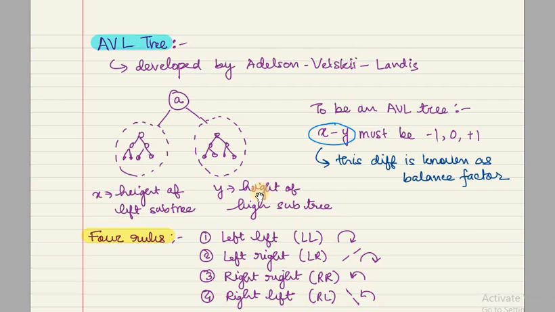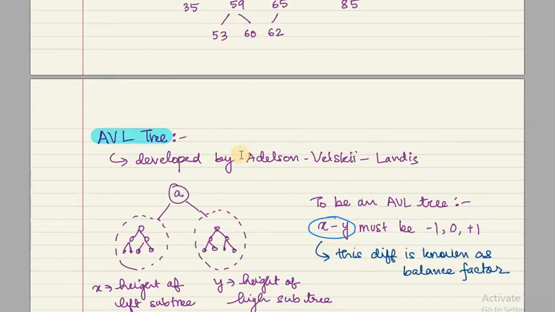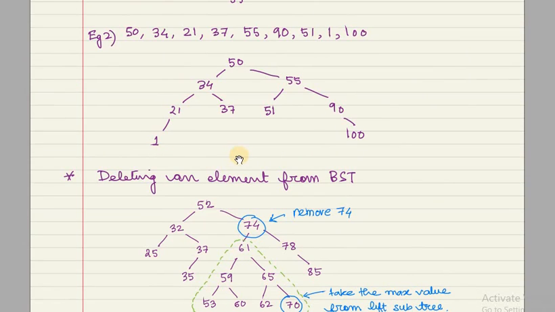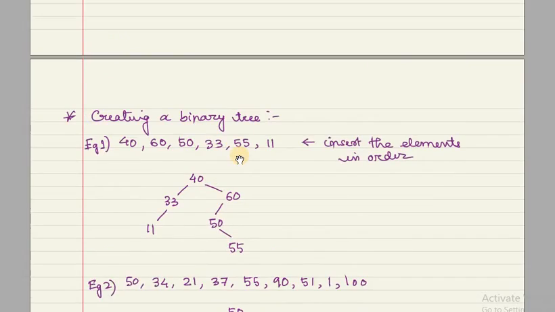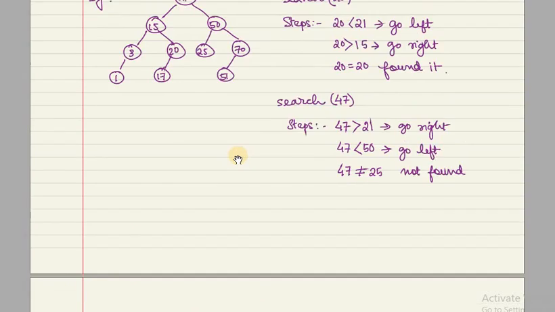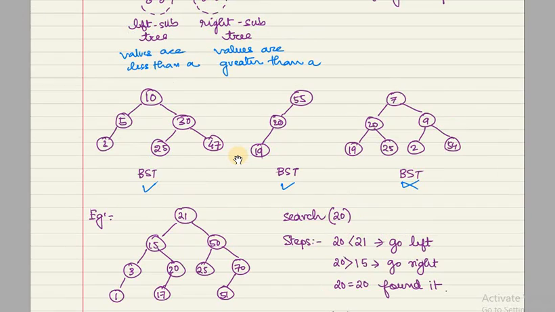Hello students, so the next concept is on AVL trees. Earlier we studied about binary search tree and we understood how it makes searching more convenient. However, there is a problem with binary search trees in certain cases.